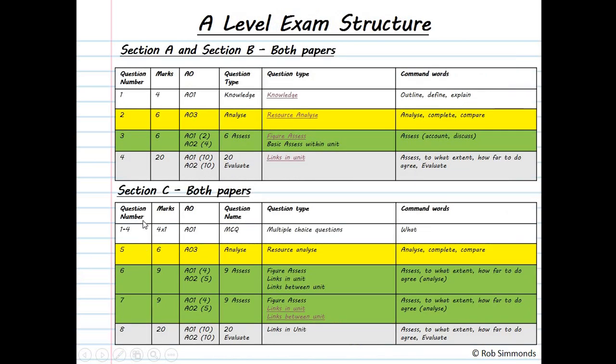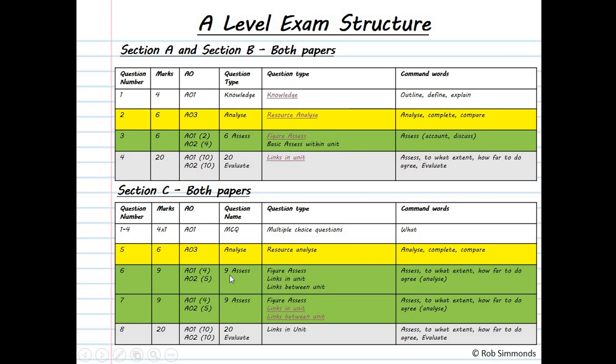Now, section C is ever so slightly different in that it's worth more marks and the question types are slightly different. Instead of having a 4-mark knowledge question, you will have 4 1-mark multiple choice questions. You would have the same resource analysis style question as before. Your assess questions become 9 markers, and I'll talk about those again in a minute. And then lastly, you'll end with a 20-mark evaluate question. So, the 9-mark assessment questions. The key difference is you may get a figure to assess, or it may just be a statement that you need to assess or discuss.